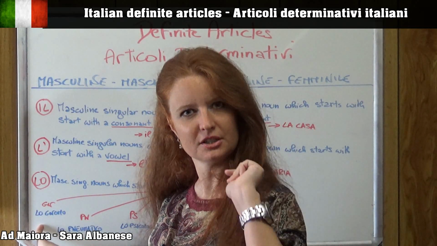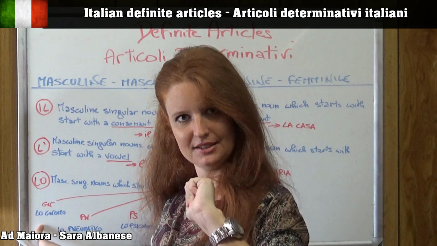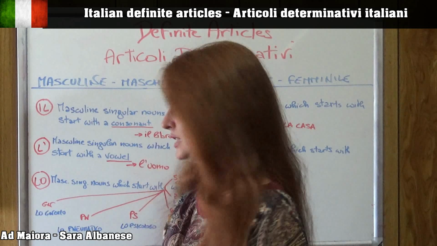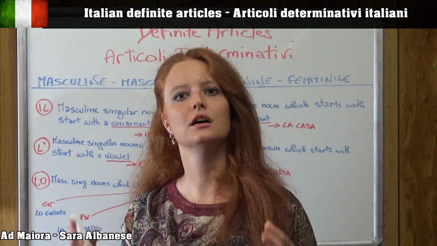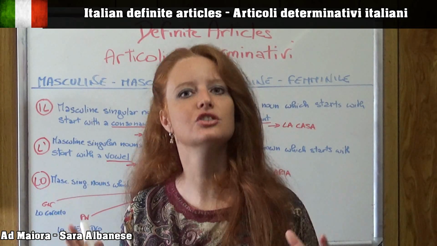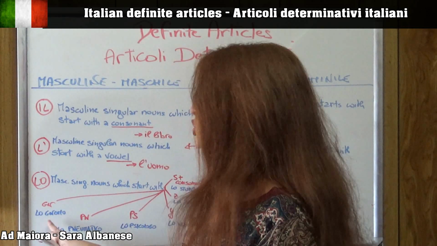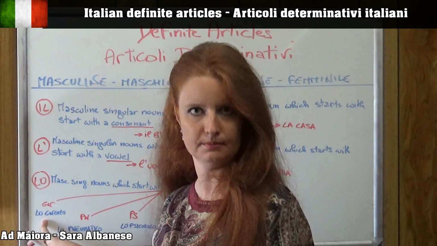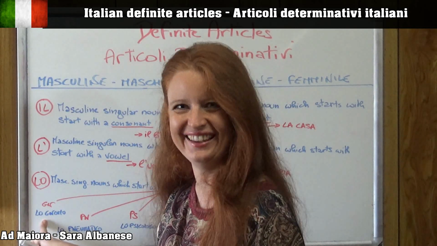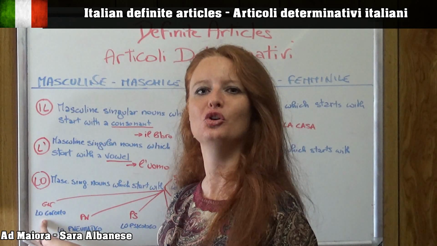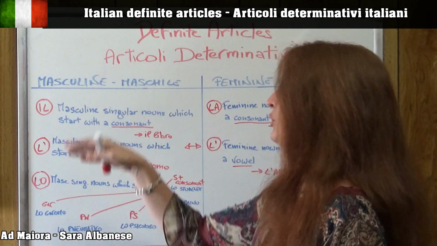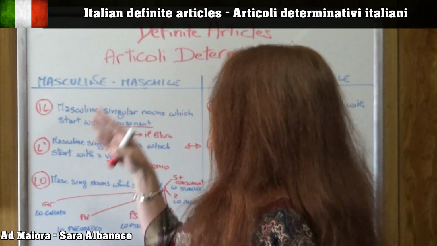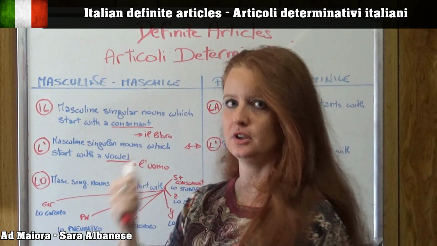Do you remember we talked about the special sounds in Italian in my previous video concerning phonetics, alphabet, etc.? We said that g and n together are pronounced gn. Lo gnomo, gnome, so the little man, lo gnomo. So il when these masculine singular nouns start with a consonant.